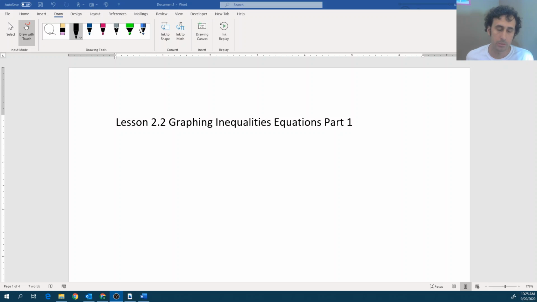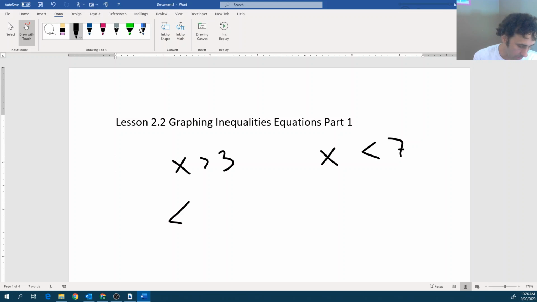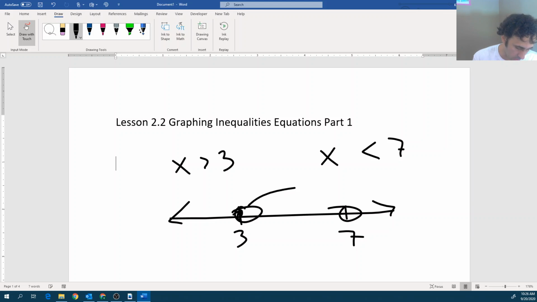Now last week we were working on problems that were graphed on a number line, such as problems like x greater than 3, x less than 7, and we are putting these numbers on a number line, 3, 7, and we were graphing them. Open circle, open circle. We're graphing problems on a number line.